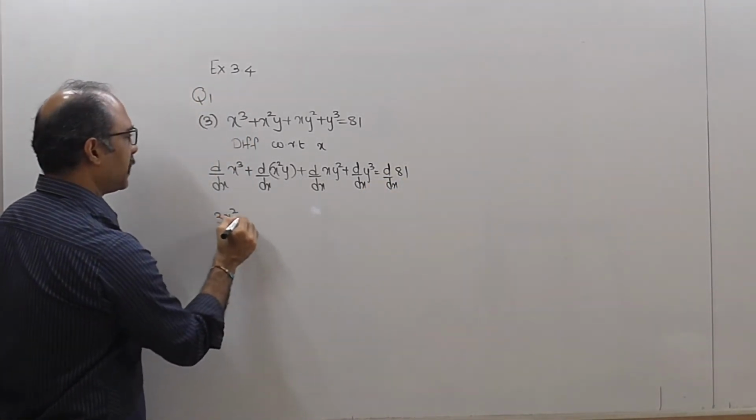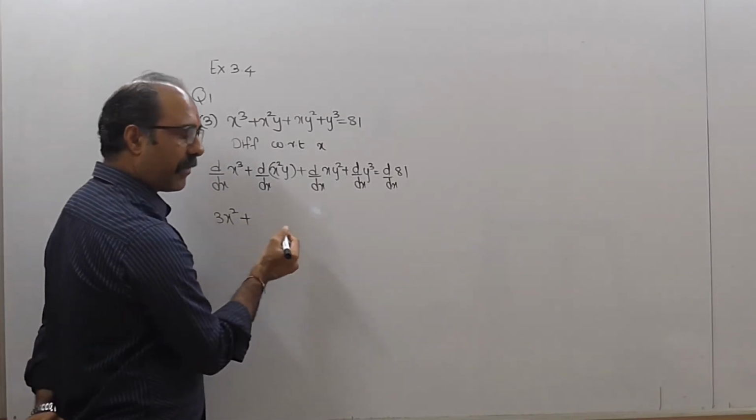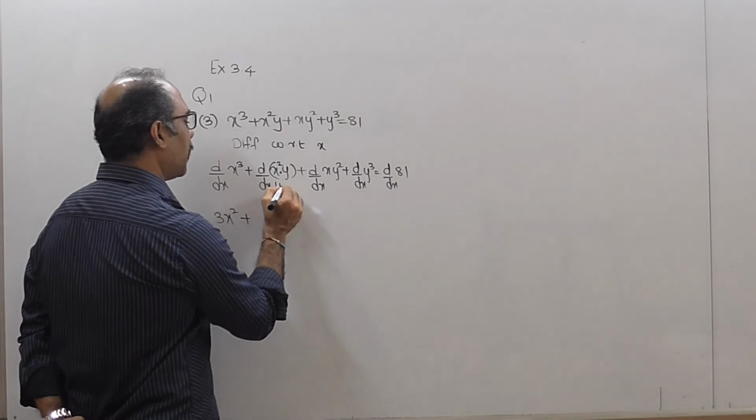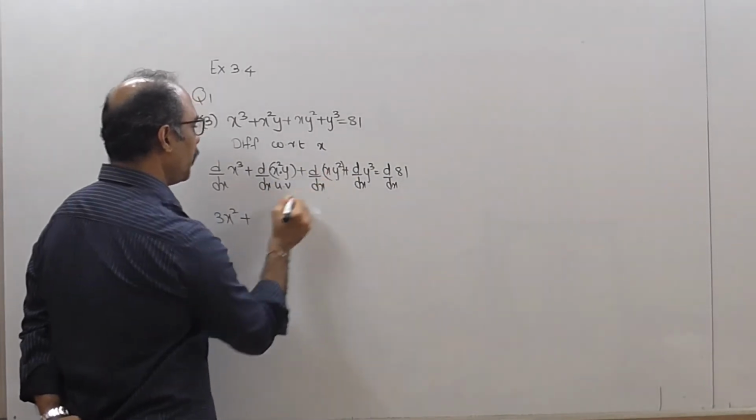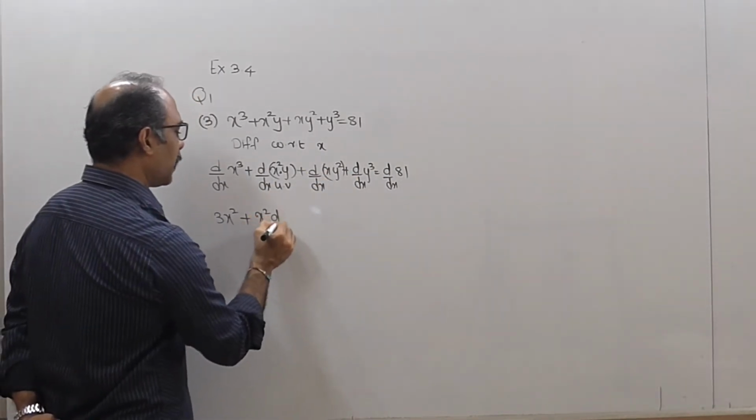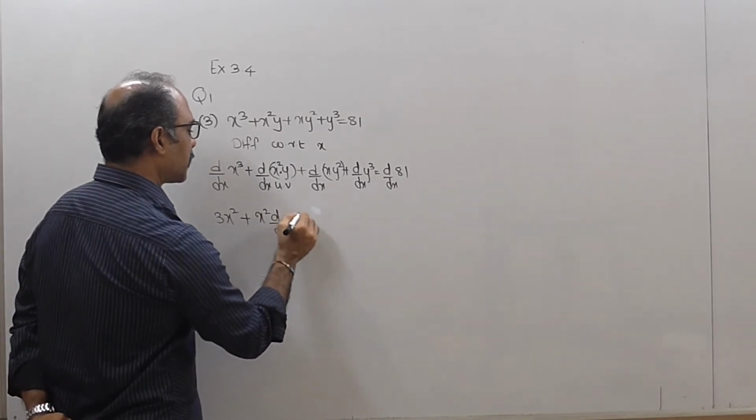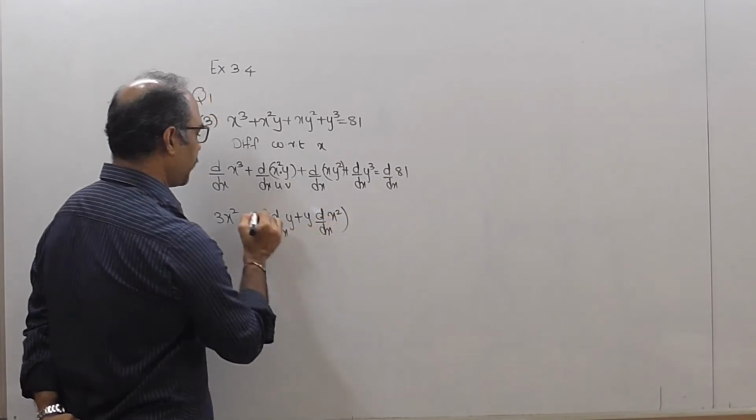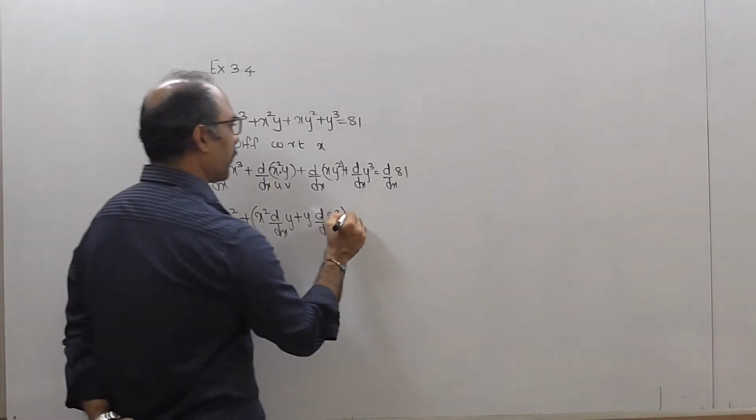x cube's derivative is 3x square. I think x raised to n power function. These are two separate functions. Remember, separated by a multiplication sign. So you will have to use u into v, meaning this will be x square d by dx of y plus y d by dx of x square. That is u into v.